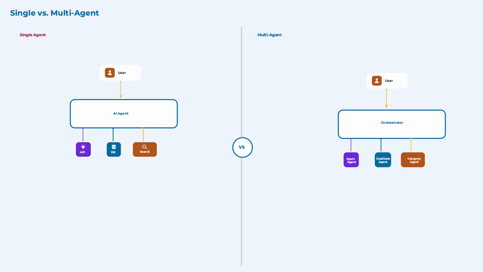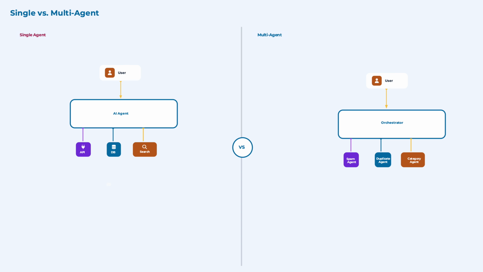Now let's look at single agent and multi-agent systems. A single agent is exactly what it sounds like. You have one AI agent. That agent has access to instructions, tools, and information. For many applications, this is enough. For example, a customer support agent. It can search customer information, search support documents, create tickets, and respond to customers.